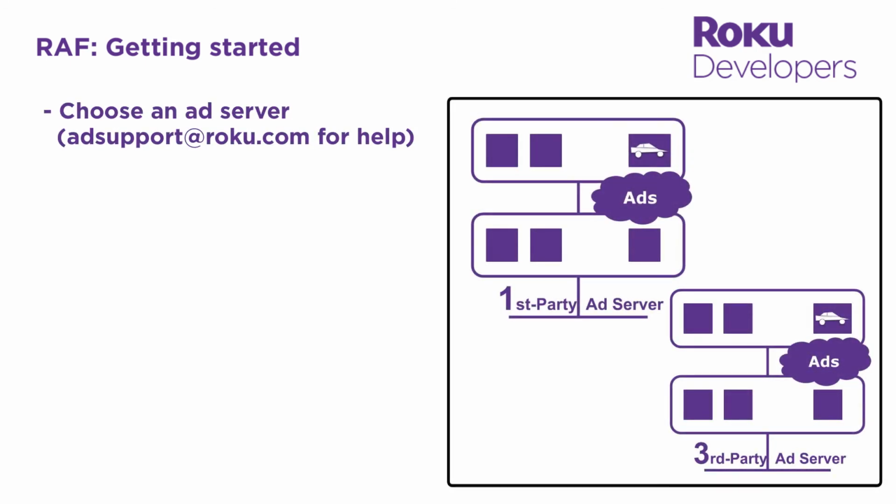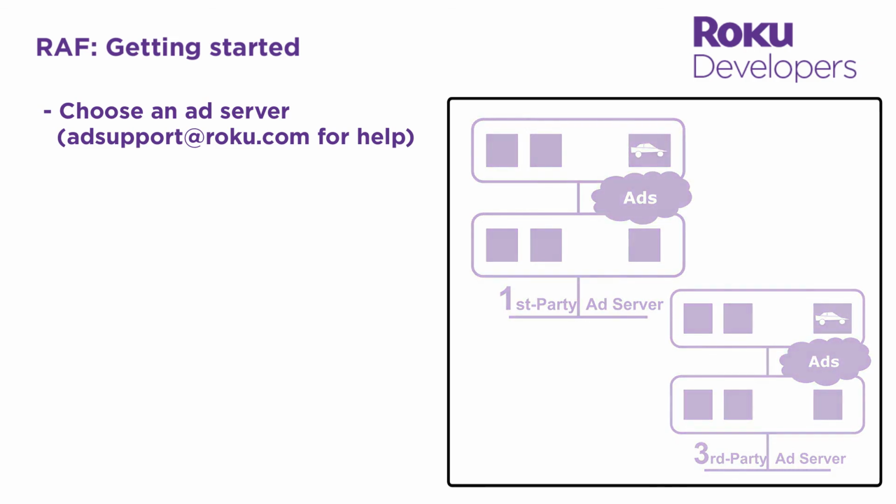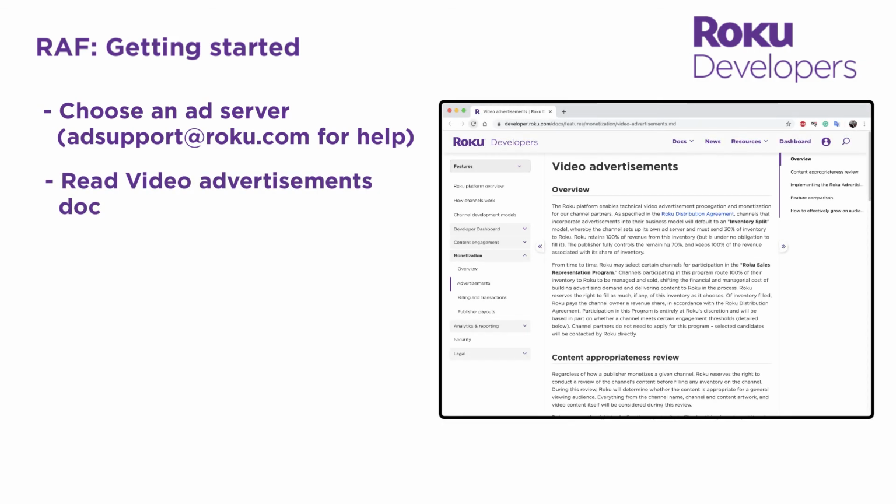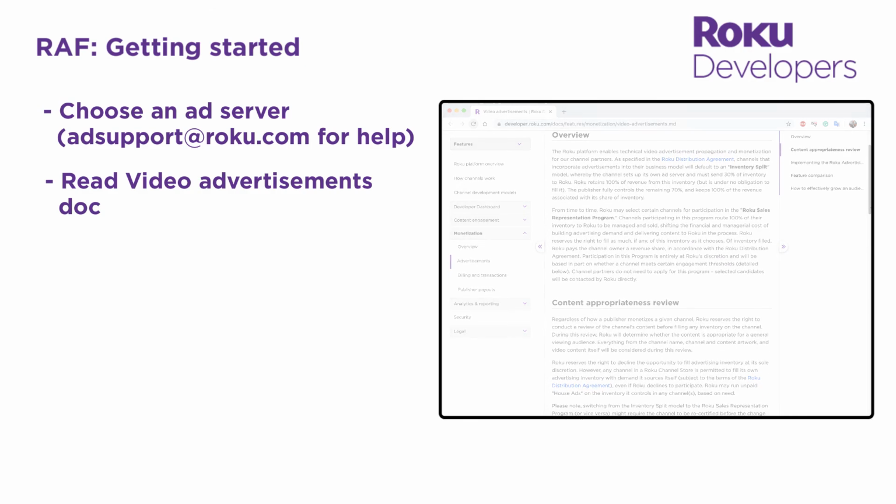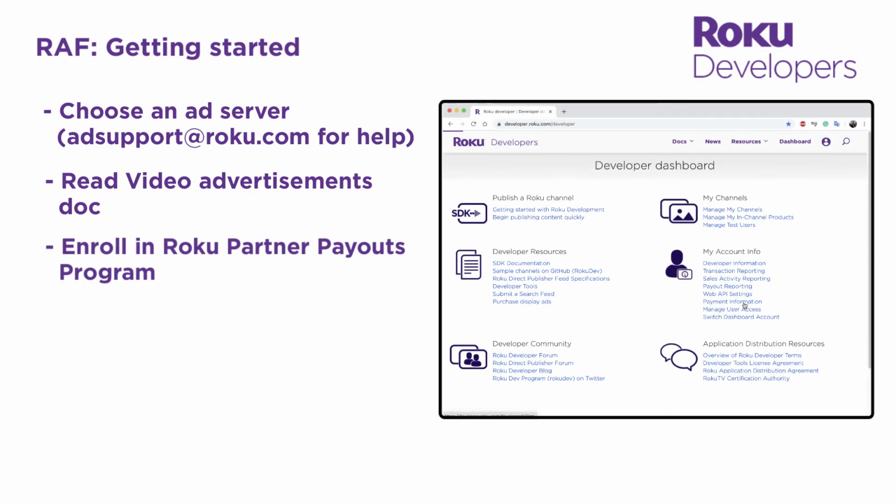To get started with your RAF integration, identify your first or third-party ad server. If you don't have an ad server, contact adsupport@roku.com for recommendations or alternative ad serving solutions. Read the video ads feature documentation for an overview of video ads on the Roku platform. Enroll in the Roku Partner Payouts program.